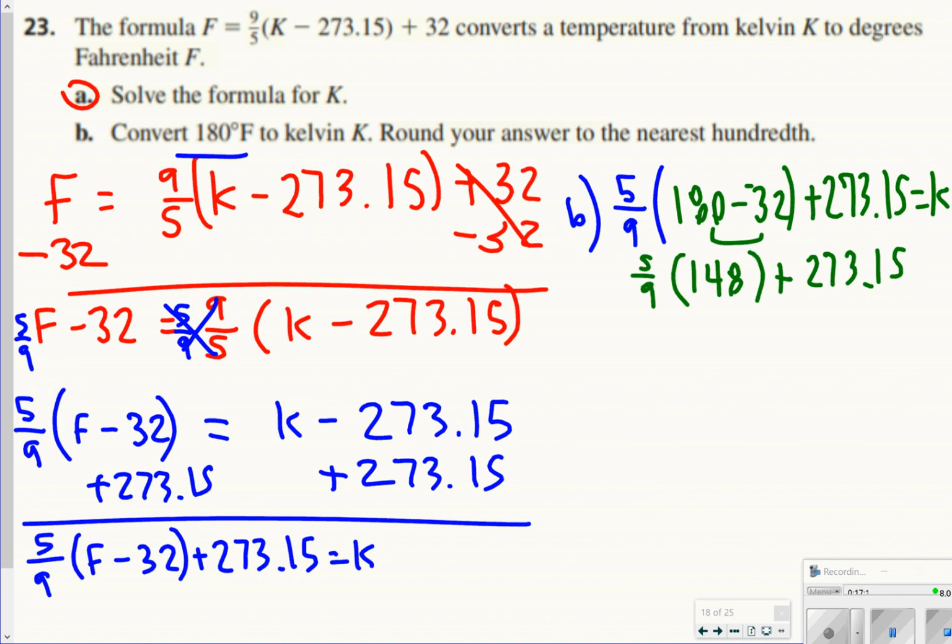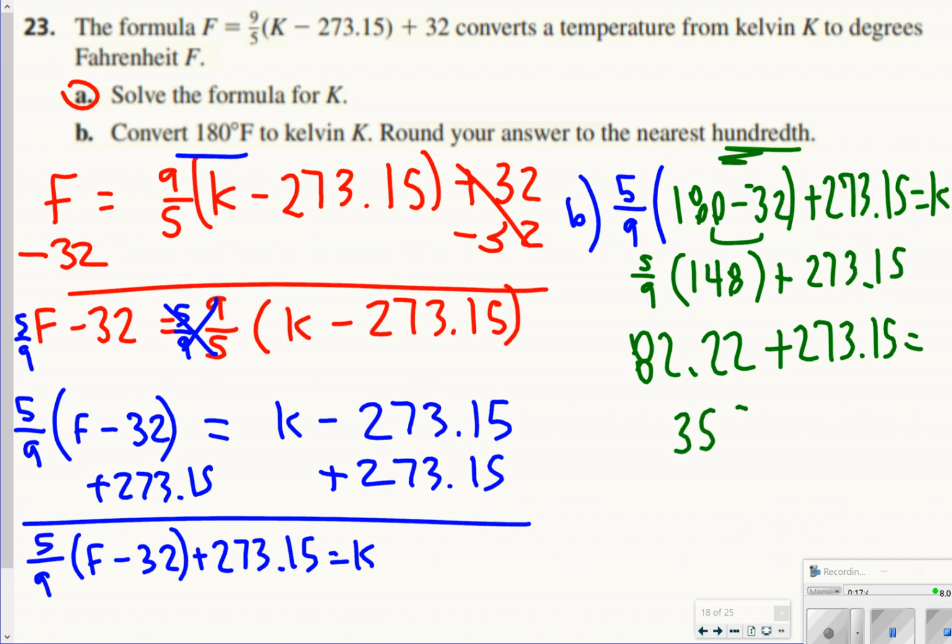I'm going to go ahead and multiply that by 5/9, so 5 times 148, and then divide that by 9. I get a repeating decimal, but it says to the nearest hundredth, so 82.22, and then add that to 273.15, so 82.22 plus 273.15 is 355.37, and that's equal to your K.